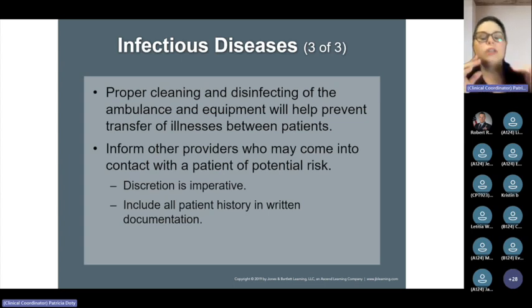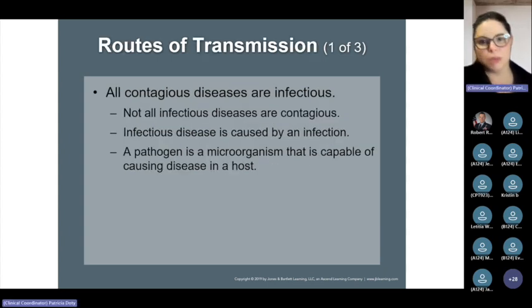So we're going to use discretion. And I'm not saying get in the middle of somebody's ear and start whispering, but be discreet. And when it's applicable, go ahead and put everything down in writing in your PCR because that is a legal document. And we're going to talk about that in a minute.